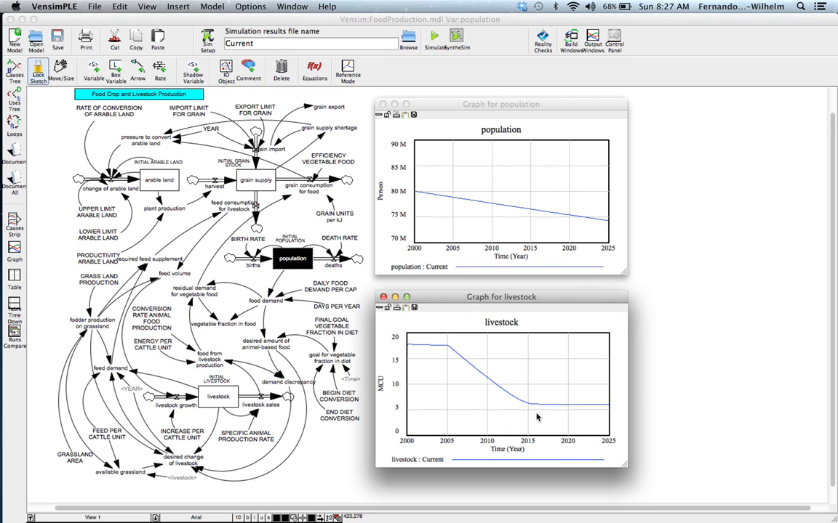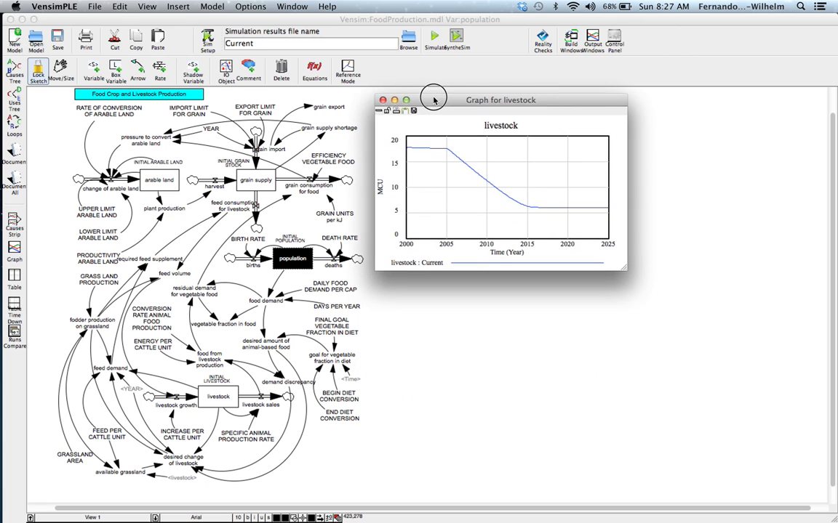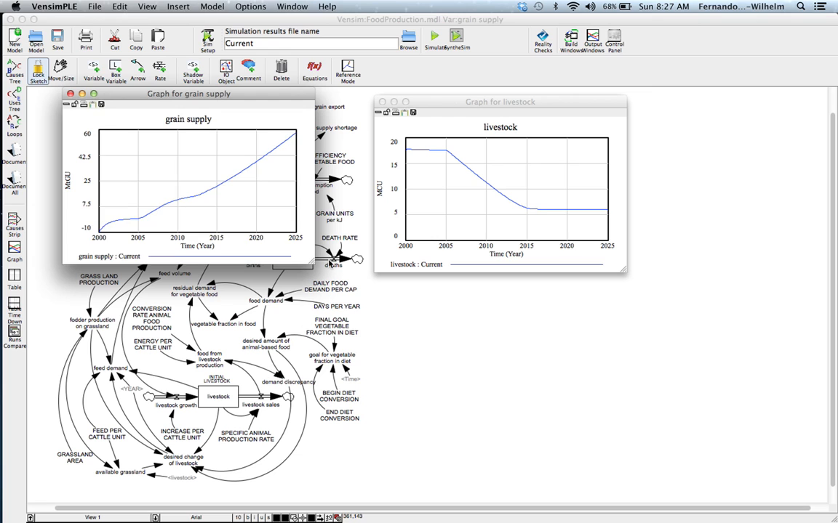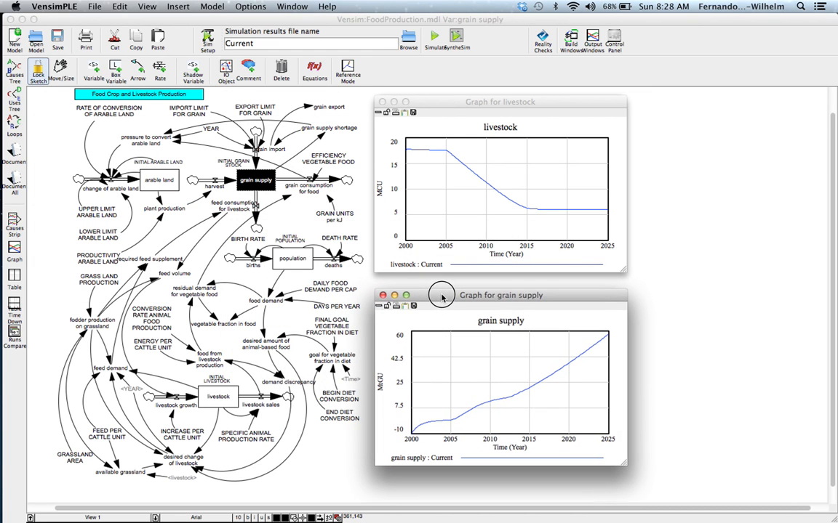Let's look at the other source, which is the grain supply. I'm going to move this up so I can look at grain supply and graph it. There we go. The grain supply, of course, does the opposite.